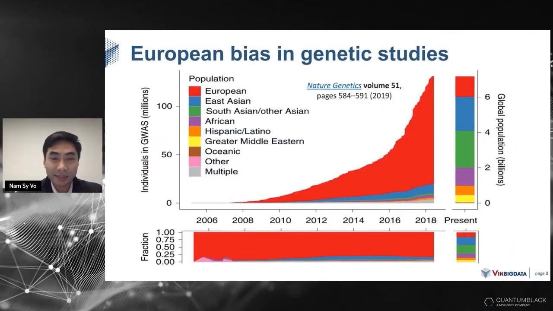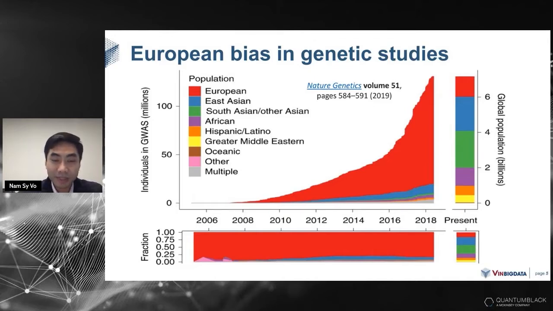We can see in the figure, the left side is the number of individuals in the US, in the number of billions, and the right side is the global population. So we can see that the European population is similar in size to African and less than East Asian or South Asian. But the largest number of individuals in the studies is from European. So this trend doesn't change through time. So now European individuals dominate all as a population. So because of that, some models should be changed.